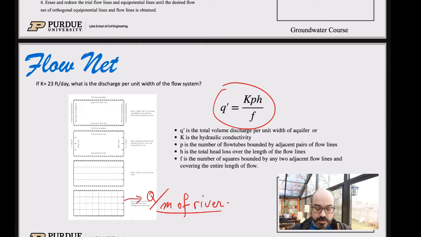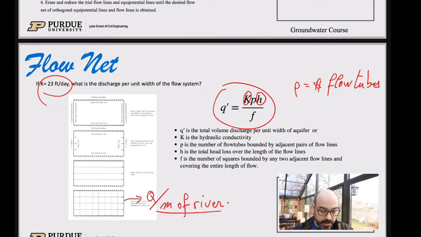Now, the only thing that's new here: H is the head loss, so in this case that would be 40 minus 24, so 16 feet. K is your hydraulic conductivity, so that's a given. You should know the hydraulic conductivity of your material. And the new things here are P, which is the number of flow tubes. And these can easily be counted here, 1, 2, 3, 4.